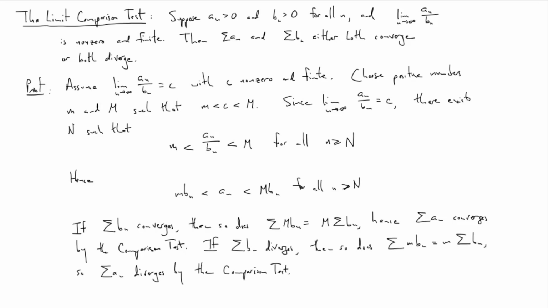And similarly, if the series b sub n diverges, then so does the series sum little m times b sub n, because again, you can pull the constant outside of the series. And the terms of the series a sub n are larger than the terms of the series little m times b sub n. And so the series a sub n diverges as well, again, by the comparison test.